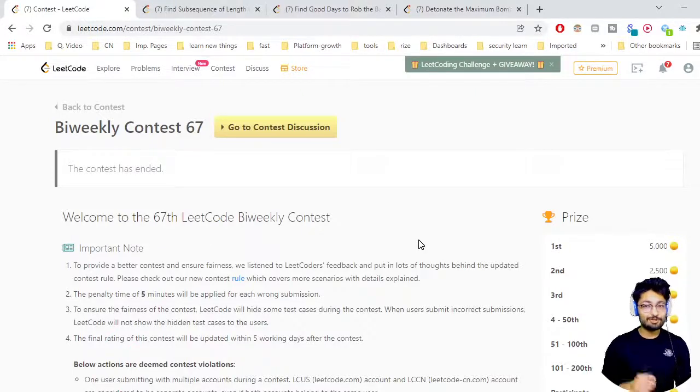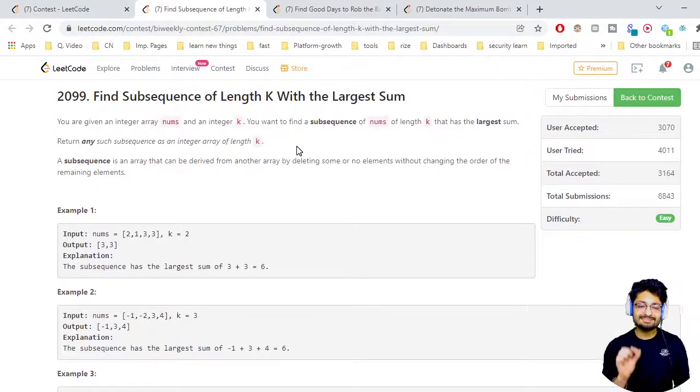Hello friends, so in this video let us talk about the first three problems from the latest LeetCode bi-weekly contest 67. So let's start. The first problem is find subsequence of length k with the largest sum. The problem goes like this: you are given an integer array nums and an integer k. Now you want to find a subsequence of nums of length k that has the largest sum.